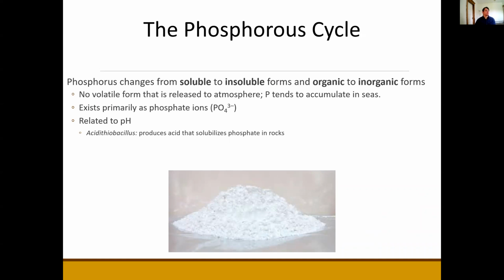Just a brief summary of this phosphorus cycle again. Phosphorus, we don't have that many reduced or oxidized forms. You have changes from soluble to insoluble forms and from organic to inorganic forms. There are no volatile forms where this phosphorus is returned to the atmosphere. Thus, phosphorus tends to accumulate in seas. It exists primarily as phosphate ions and is related to pH. Here you can see that Acidothiobacillus produces acid that solubilizes phosphate in rocks.